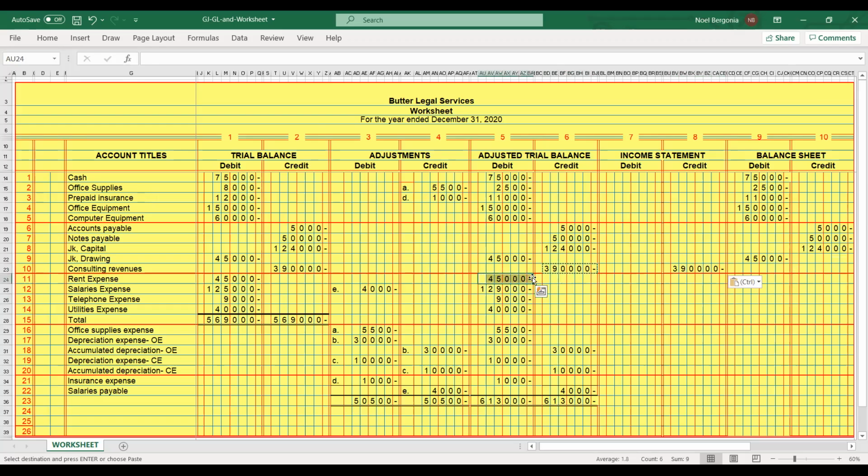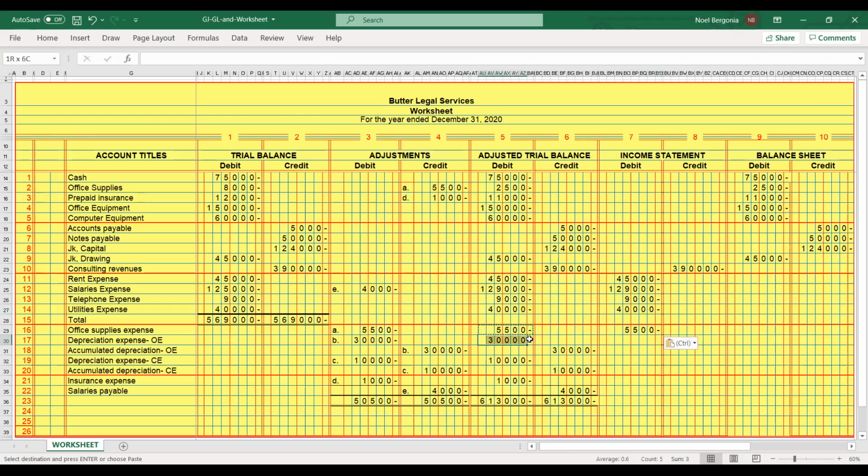Then we have rent expense, no, which is an expense account found in the income statement. So debit side naman po siya ng ating income statement. Then we have also the salaries expense, no, an expense account, so income statement then. Telephone expense, so expense, income statement account, debit. Utilities expense, no, 40,000, income statement ulit, debit. Next would be the office supplies expense, so that is an expense, so debit side din ng ating income statement.